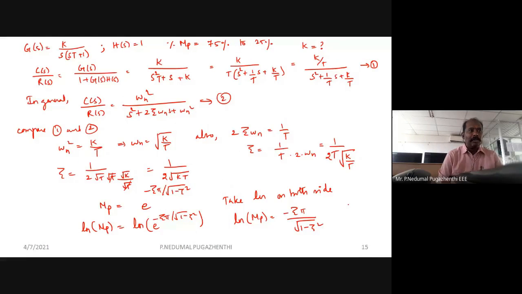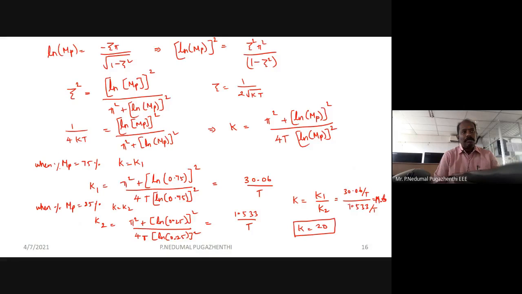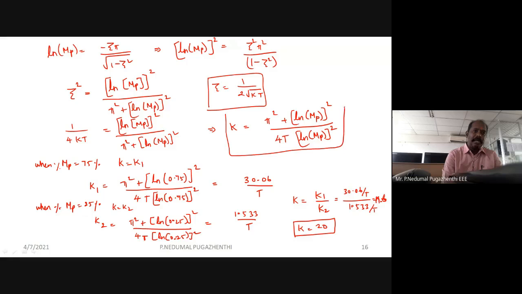So I started with the given data, found the relation between k, T, zeta and omega n. Then I tried to find the relation between Mp and K, maximum peak overshoot and K. So using that formula, I have derived the relation between zeta and Mp. From zeta, I already have a relation between K, T and zeta. I substitute that here. So I got a relation between K and peak overshoot.